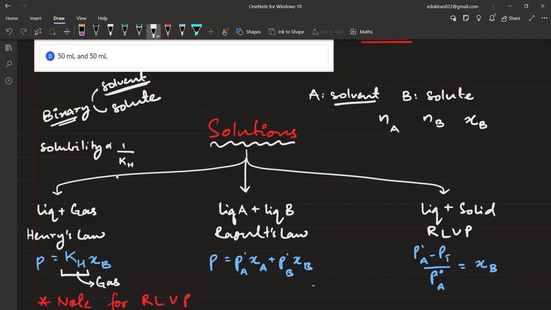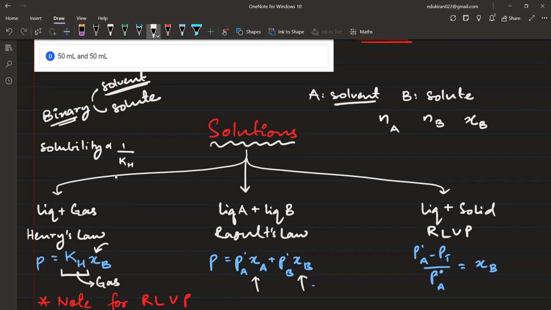That means both of these are capable of producing vapors. Since both of them are capable of producing vapors, the total pressure above the solution will be determined by the mole fraction of A and also the mole fraction of B. In Henry's law, it is only dependent on the mole fraction of B, that is gas, because the tendency to escape is very high for gas compared to liquid. Both gas and liquid make vapors, but the escaping tendency of gas is very high than that of liquid. That is why it is predominantly affected only by the gases.